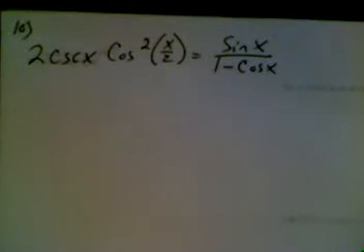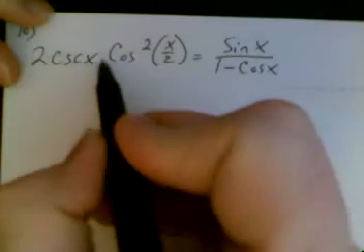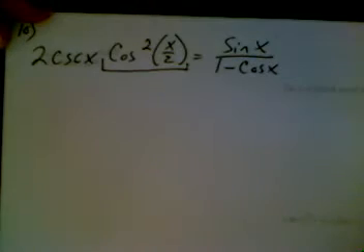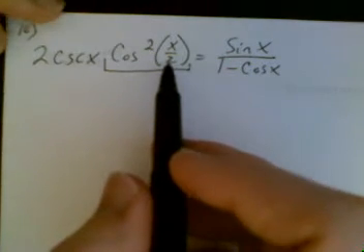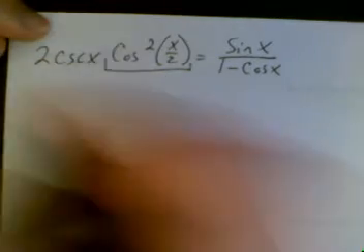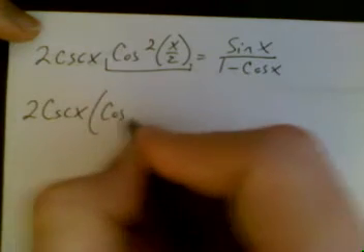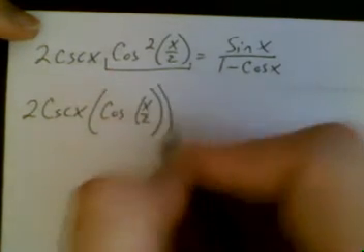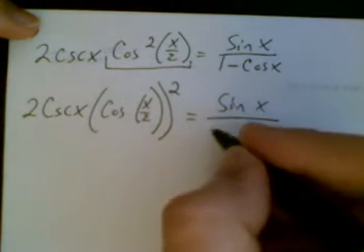How do I verify something that looks like this? Well, as I said in the last video, every single trig function, before I start doing anything major, should have the same angle measure. This one does not. This is different from all the others. So I want to change this utilizing the cosine identity. I'm going to write this as 2 cosecant x times cosine of x over 2, that thing squared. That way I can easily replace cosine of x over 2.